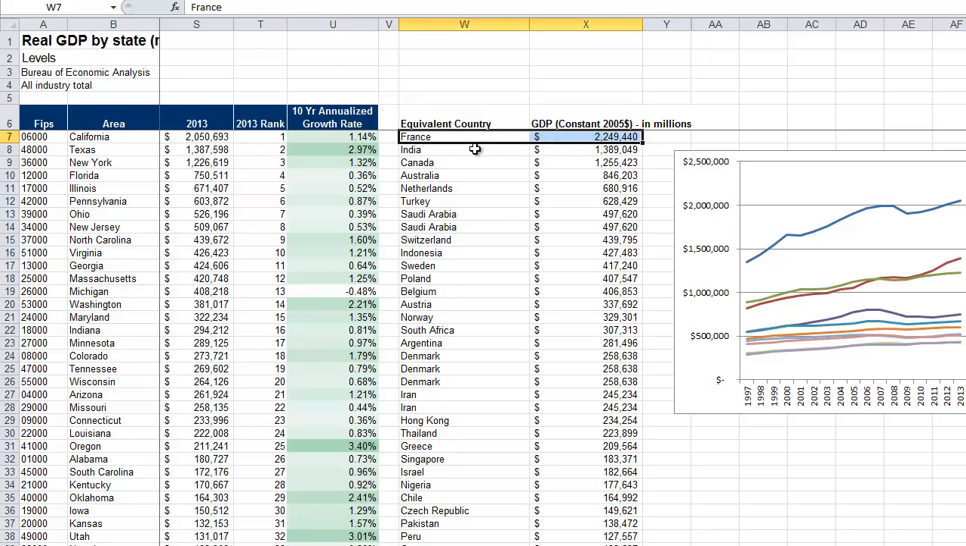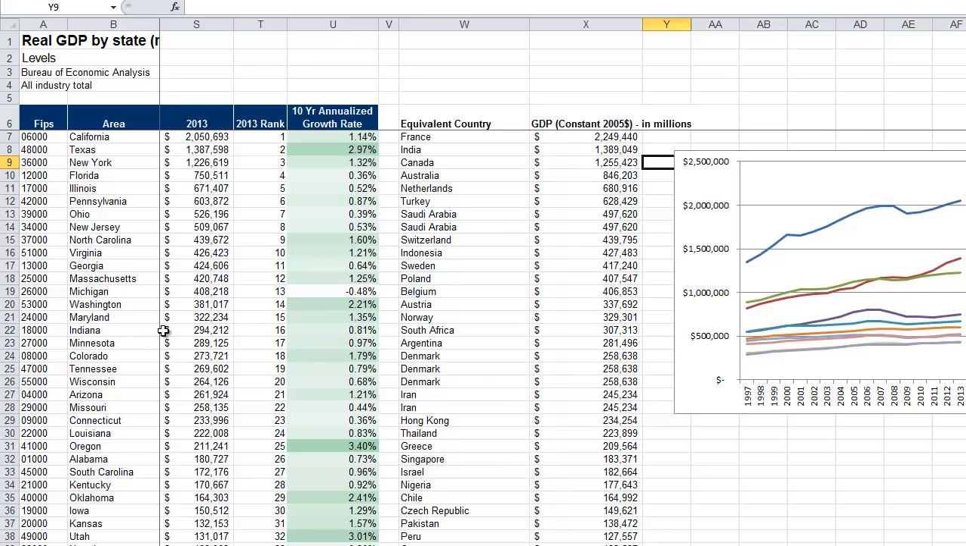Texas is roughly the size of the entire country of India, right? Canada and New York are relatively similar. And it gives you, I think, a better feel for how big the states are, right? What is the economic output of the 50 United States? It is gigantic when we start to control for some of these countries.